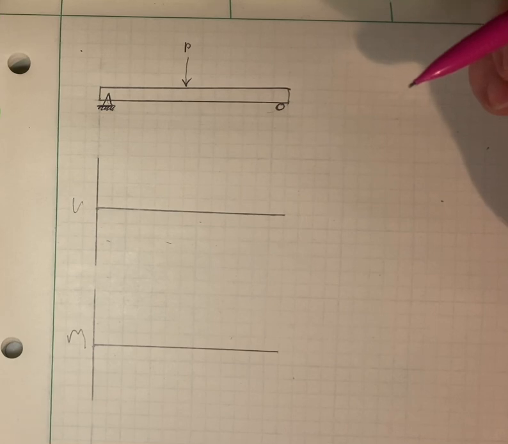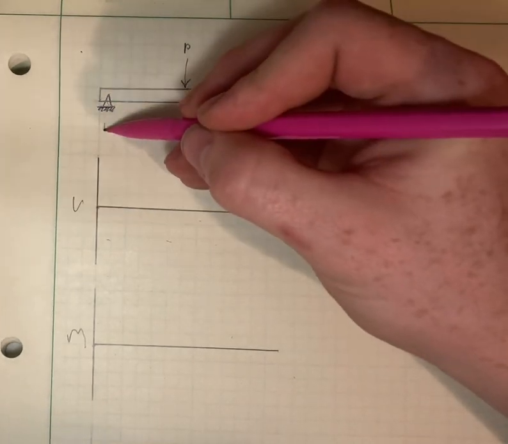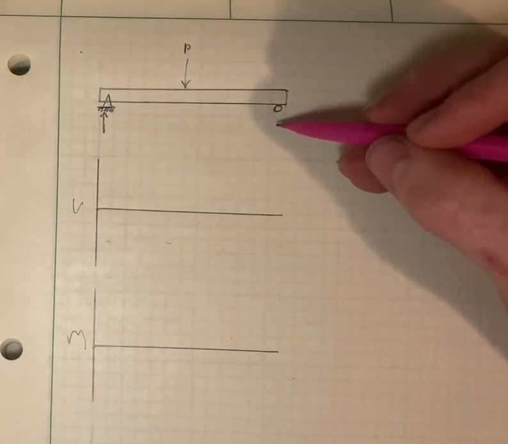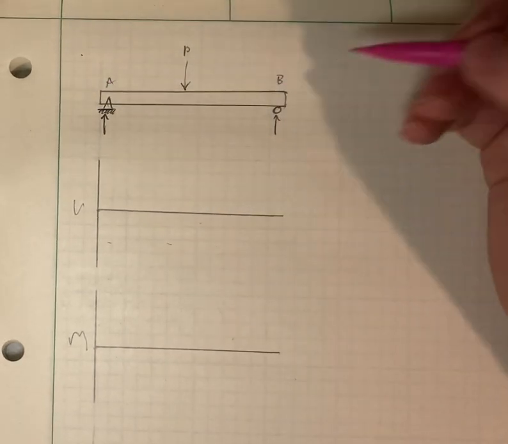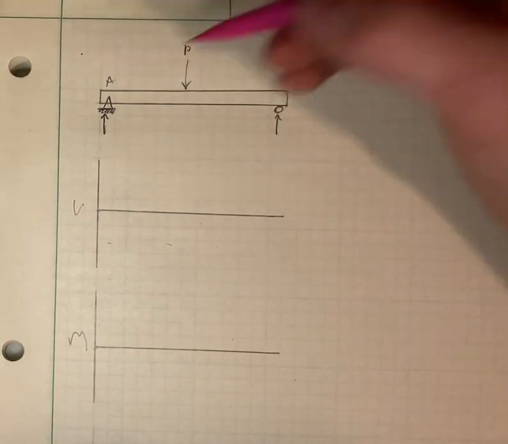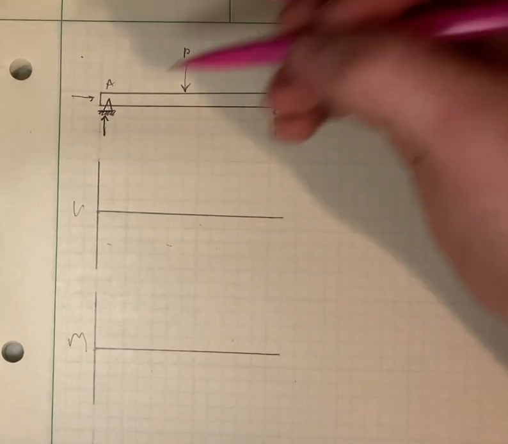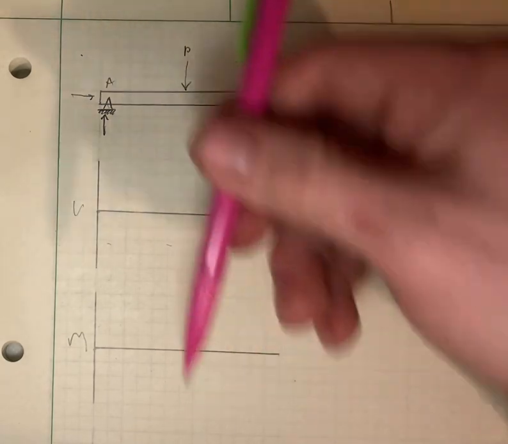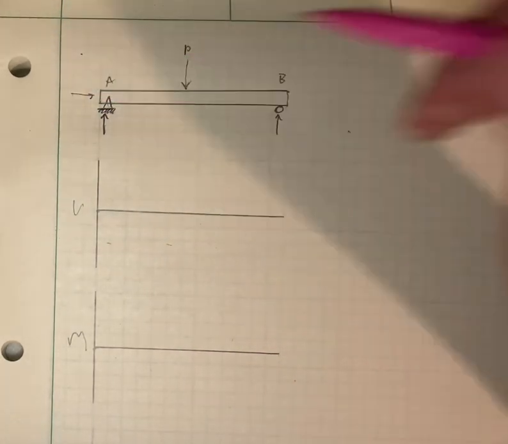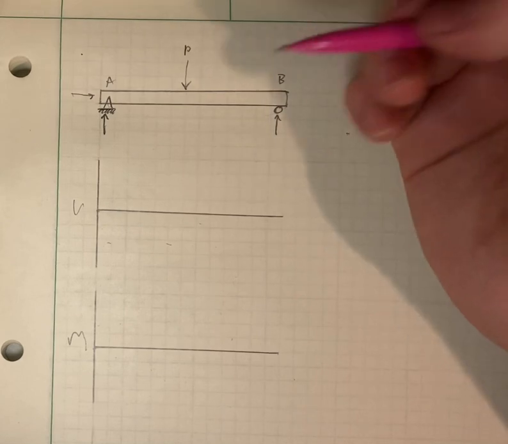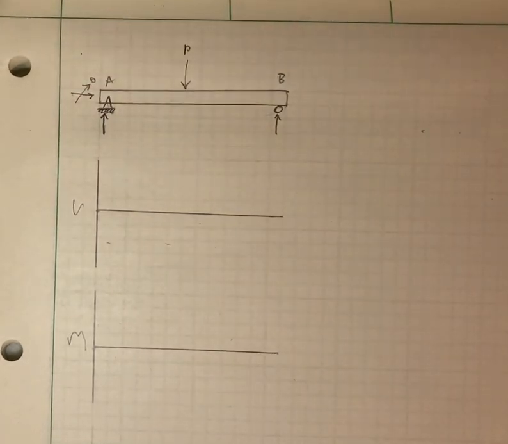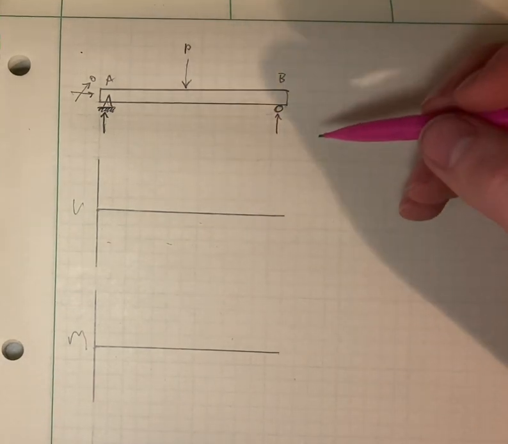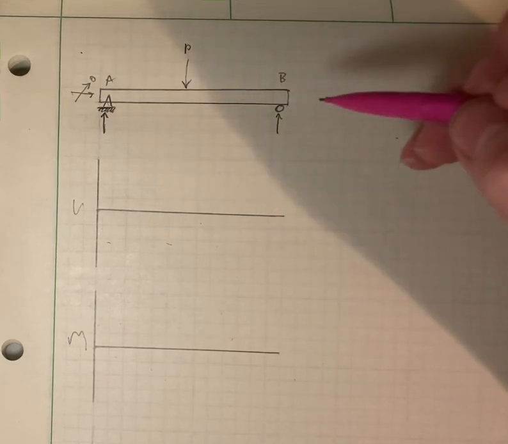So what do we see right off the bat? We're going to have reactionary forces here and there, right? A and B. And since this is a pin, we're also going to have one here because it's holding it from moving this way, and it's holding it from moving that way. So we're going to also have one there. But since there's no other forces acting in the X, we're going to say it's 0. We can assume that. Okay, so the only reactionary forces that we have are A and B, right?